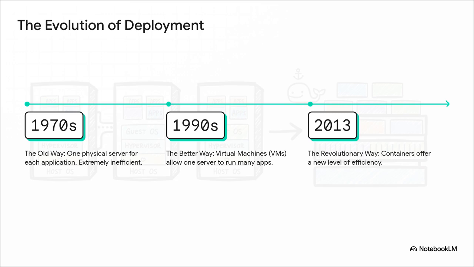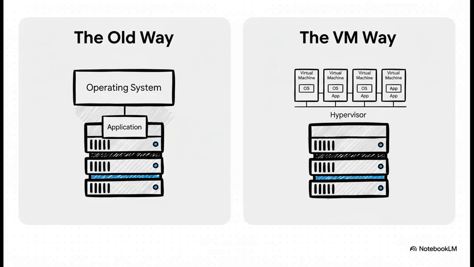But then, in the 90s, virtual machines, or VMs, showed up and let us slice up one big powerful server into lots of smaller virtual ones. And that was a massive leap forward. And yeah, looking at them side by side, the difference is just night and day. The old way was simple, sure, but so inefficient. The VM way brought in this clever piece of software called a hypervisor. It sits on top of the actual hardware and basically just carves it up, creating multiple, completely independent virtual computers. Each one of these VMs gets its own full copy of an operating system, totally isolated from all the others.